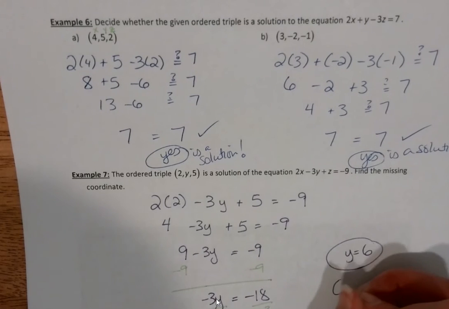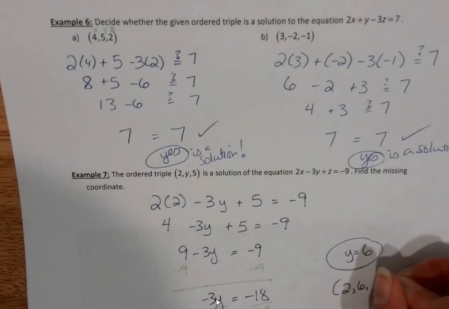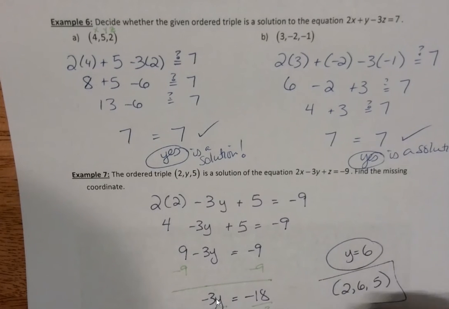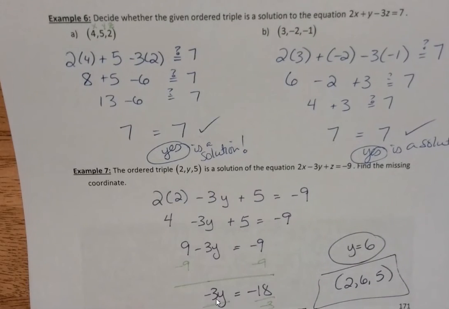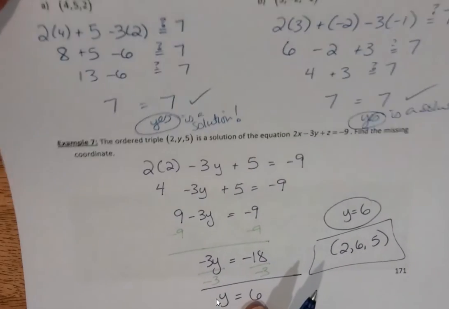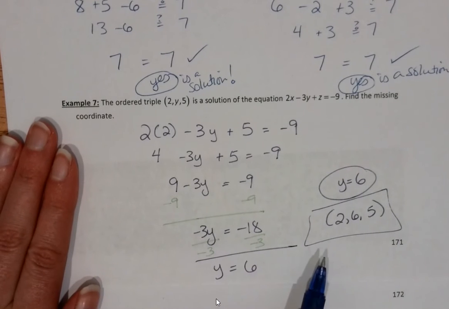So the full ordered triple would be 2, 6, 5. That would be the triple that was the solution. So if I already know 2 values, I can substitute those. Oh, I apologize. I ran off the screen without paying attention to that. Let me push this up.